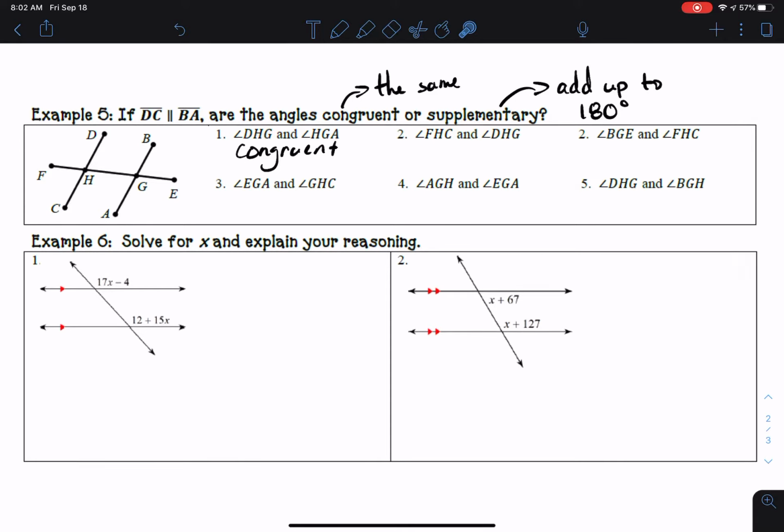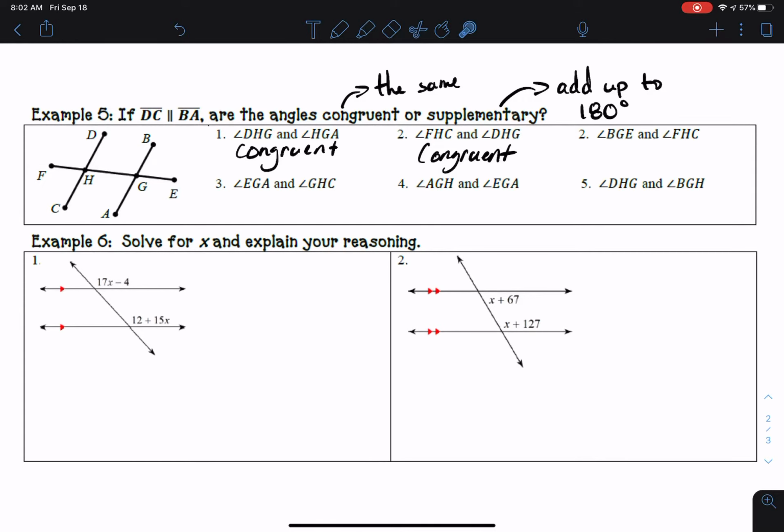If I have FHC, so this is another small one, FHC, and then I look at DHG again: small angle, small angle, both small, same word, so they're congruent. All right, let's look at the next one.